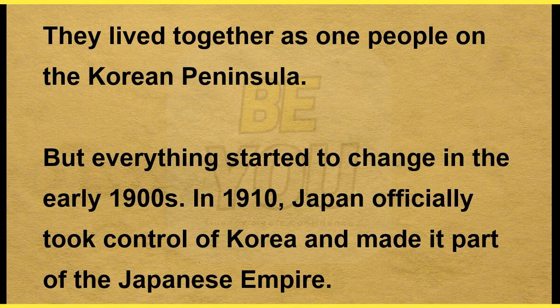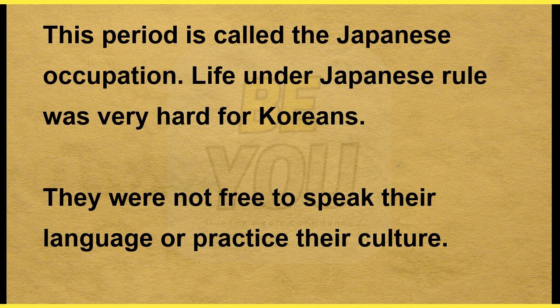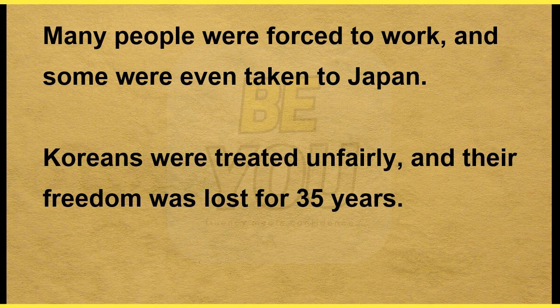In 1910, Japan officially took control of Korea and made it part of the Japanese Empire. This period is called the Japanese occupation. Life under Japanese rule was very hard for Koreans. They were not free to speak their language or practice their culture. Many people were forced to work, and some were even taken to Japan. Koreans were treated unfairly, and their freedom was lost for 35 years.